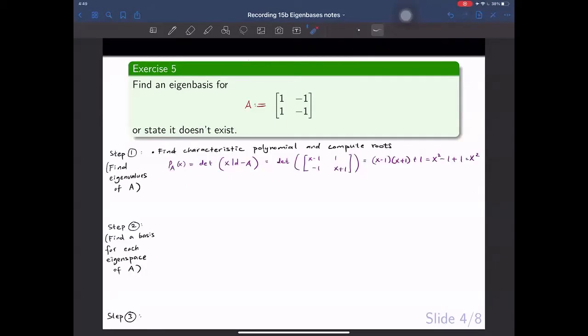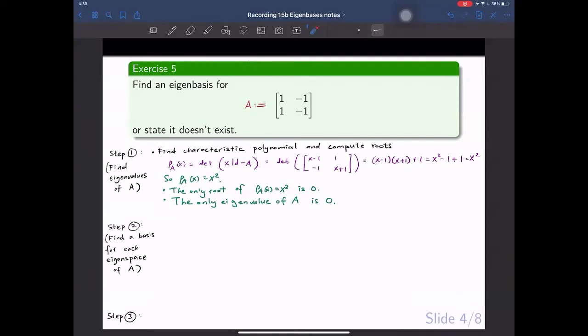The first step of the algorithm is to find the characteristic polynomial of A and compute the roots. To get the characteristic polynomial, I compute this determinant. So I do (x minus 1) times (x plus 1) minus 1 times -1. So I get this polynomial, and after I simplify, I realize that this is really equal to x squared. The only root of x squared is 0. This means that the only eigenvalue of A is 0.